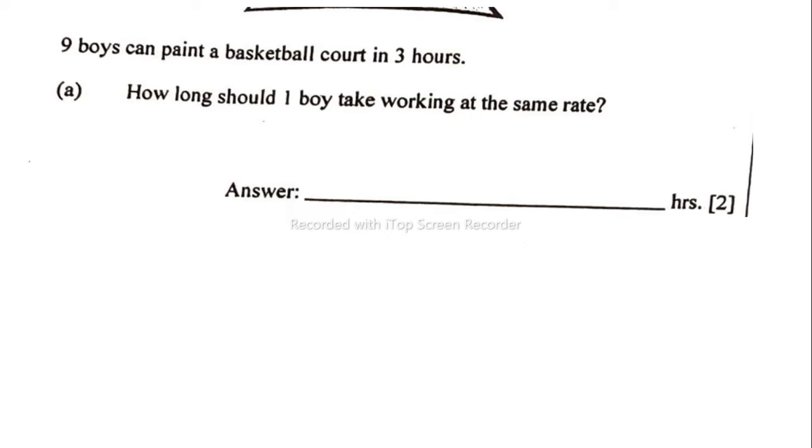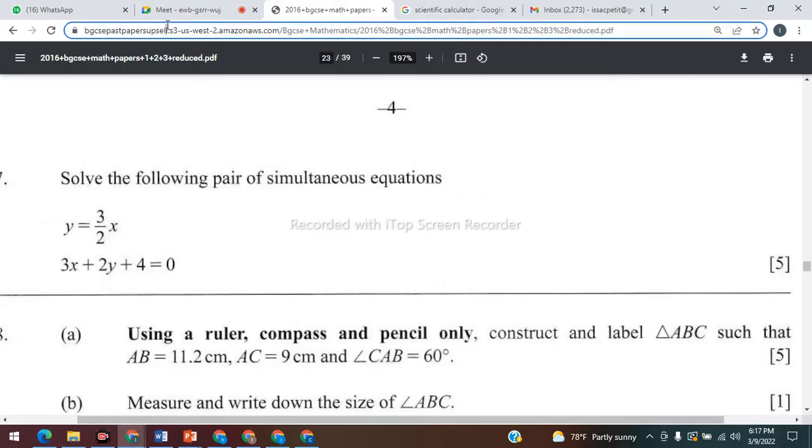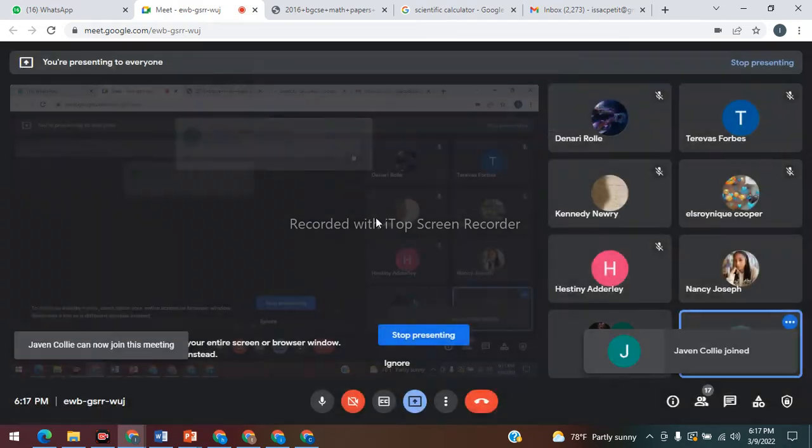It's a very neat idea. It says 9 boys can paint a basketball court in 3 hours. How long should one boy take working at the same rate? If we look at it, we have basically two things going on now.